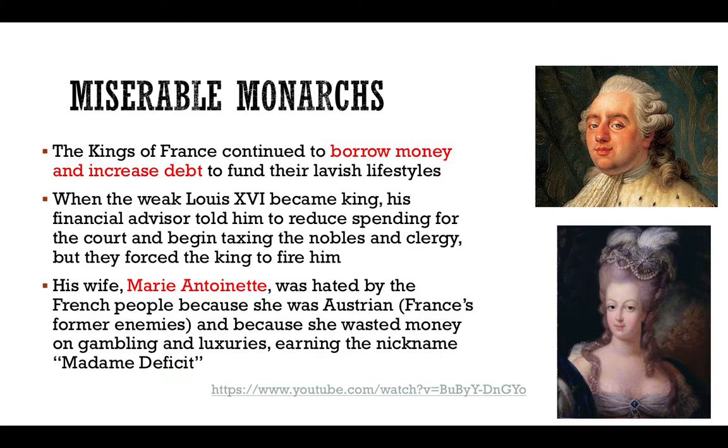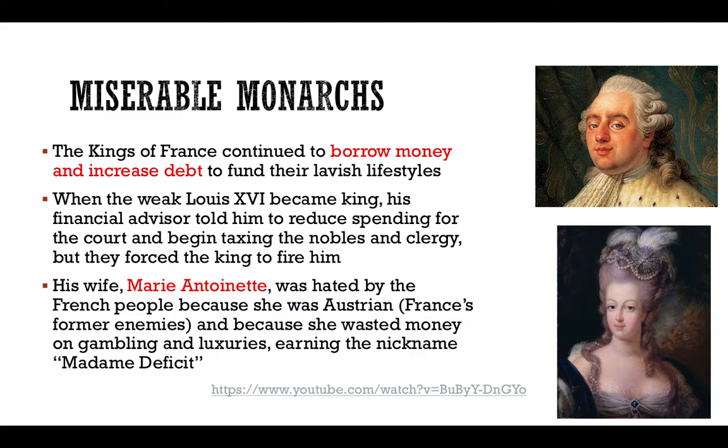We also have miserable monarchs. So the kings of France continued to borrow money and increase debt to fund their lavish lifestyles. When the weak Louis XVI became king, his financial advisor told him to reduce spending for the court and begin taxing the nobles and clergy, but they forced the king to fire him.